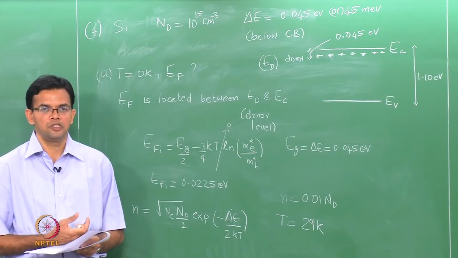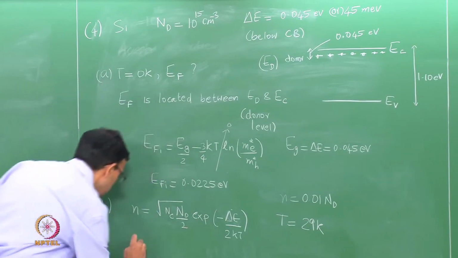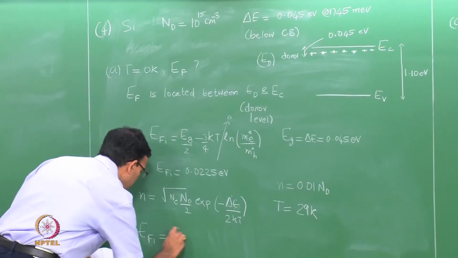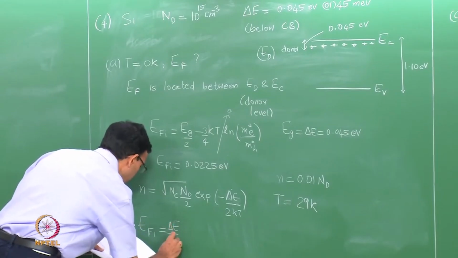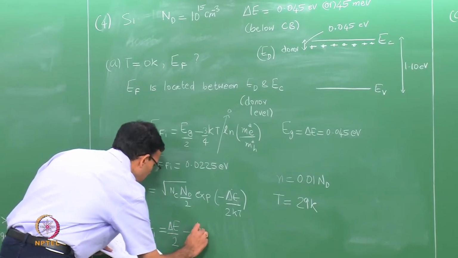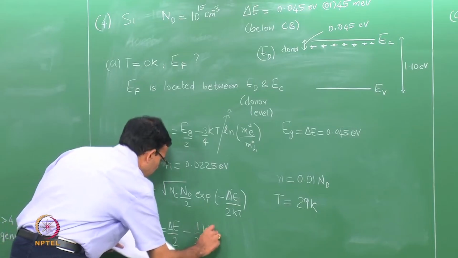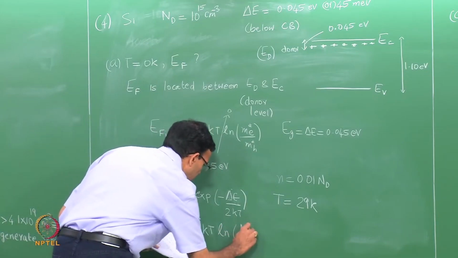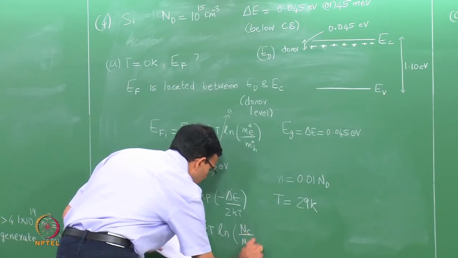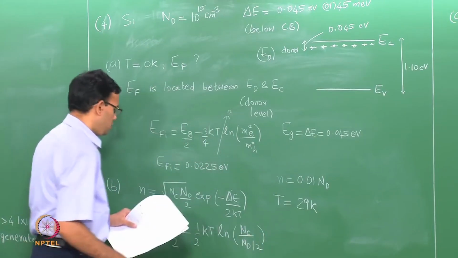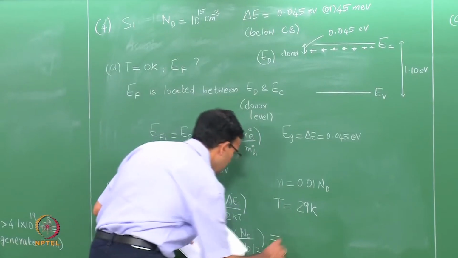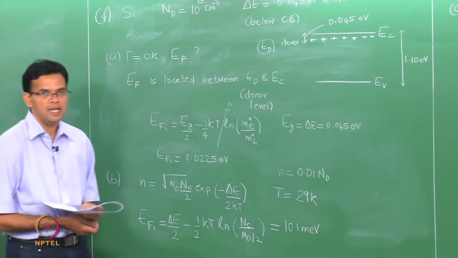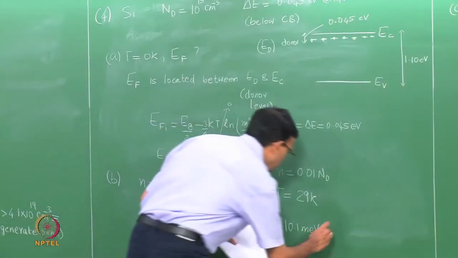We can calculate the position of the Fermi level, EF. Once again we can use the expression for an intrinsic semiconductor. So, it is delta E over 2 minus 1/2 kT, and we will use the effective density of states, ln of Nc over Nd over 2. Once again if you plug in the numbers, this works out to be 10.1 milli electron volts, and this is above Ed.